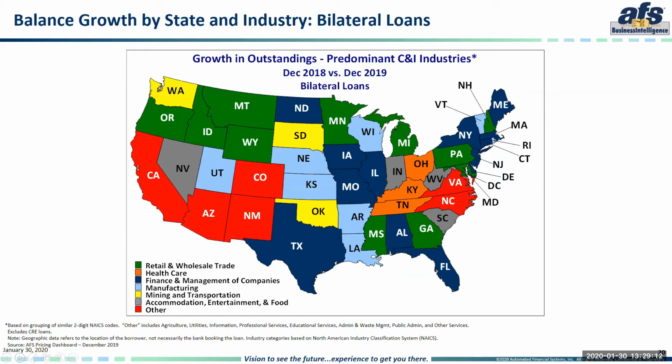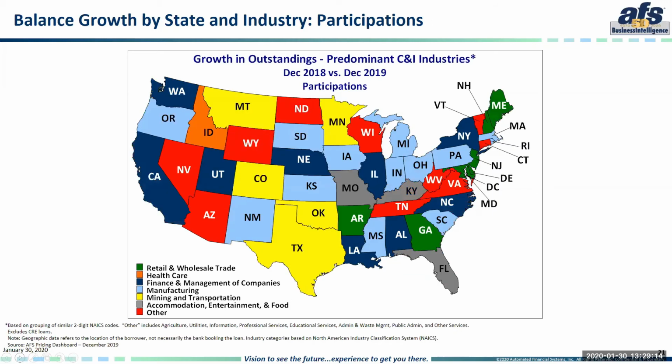On the next slide, we change our focus to the balance growth for participations. As with the preceding slide, the industry with the largest 2019 loan growth in each state is presented. We can see that several states are again shaded dark blue, and as you might expect, states like New York, California, Illinois, and North Carolina are highlighted.